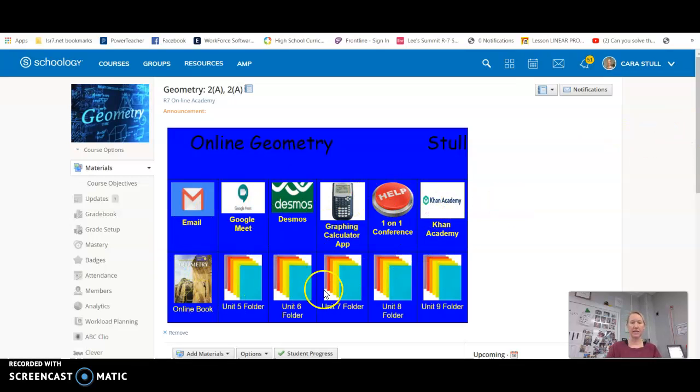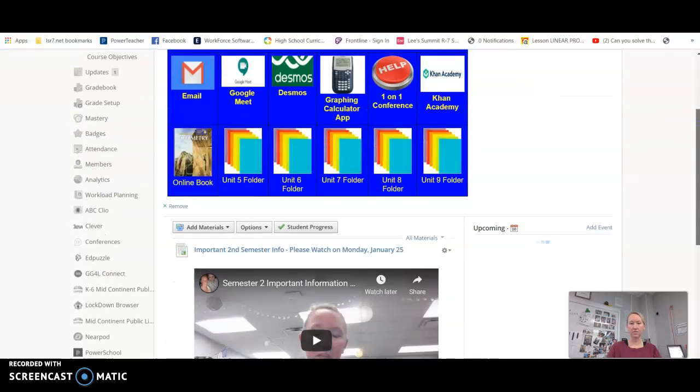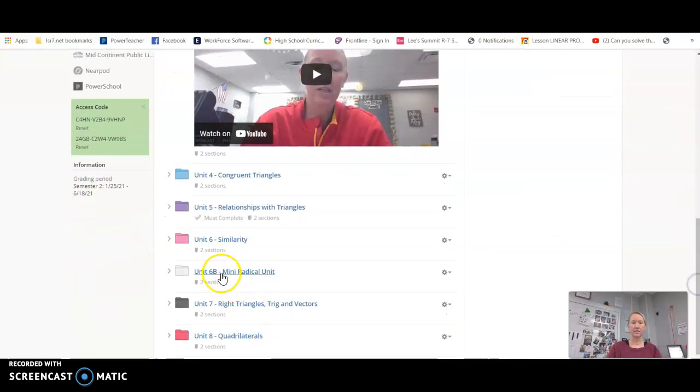There is not a tab for this unit, so you will have to scroll down, and it is 6B Mini Radical Unit. So if I click on that, and my Schoology page has been running super slow today. Once you click on that, there's only going to be a 1-week folder in there. So we're doing a Mini Radical Unit that will only last from March 10th until March 17th. Next Wednesday on March 17th, you guys will have a quiz to take over this unit.